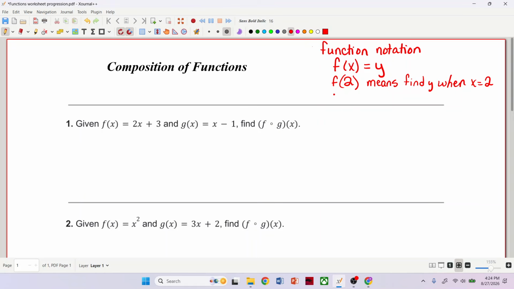And then if I did f of x equals 2, if you follow, the f of x is the same, the y became 2. So this means find x when y is 2.